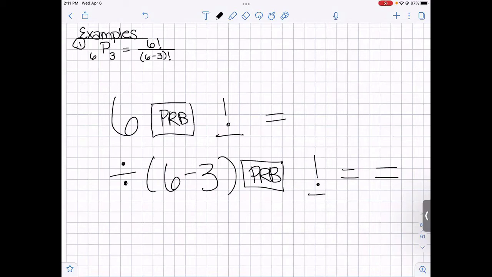How many people got it? Good, awesome. Okay, what happened to you? Let's find out. That's because you don't have the rest of the problem. Okay, 6 factorial, you did it right. Then you had to say divided by 6 minus 3 factorial. There you go. So that is how you type it in with the factorial key.